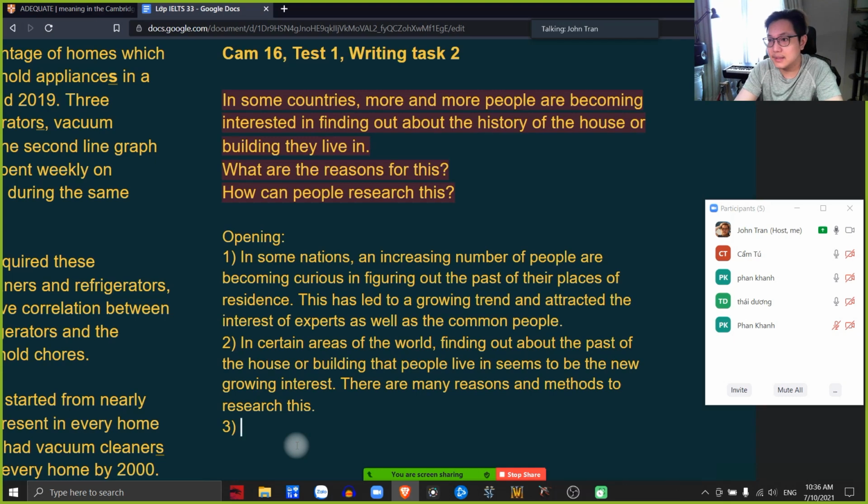Okay, so let's just say with the development of the society, with the development of society, new trends are formed and developed.